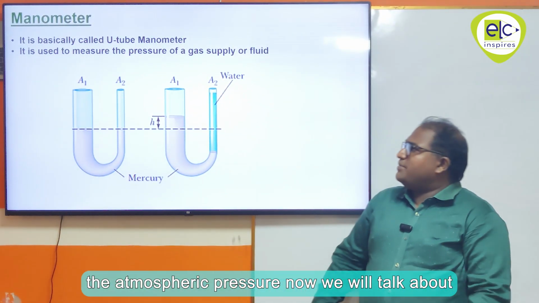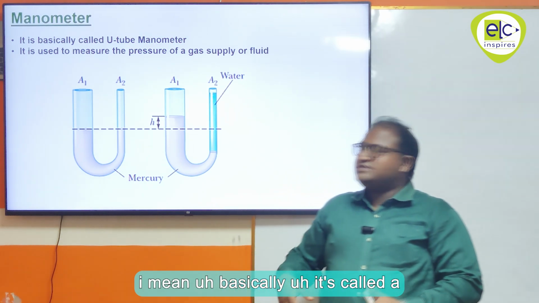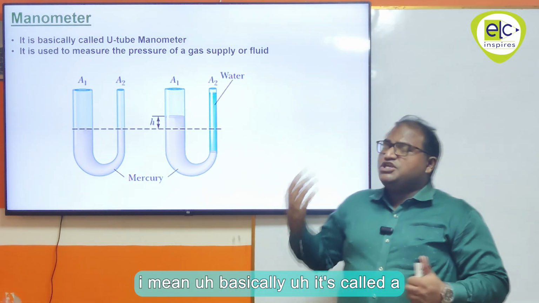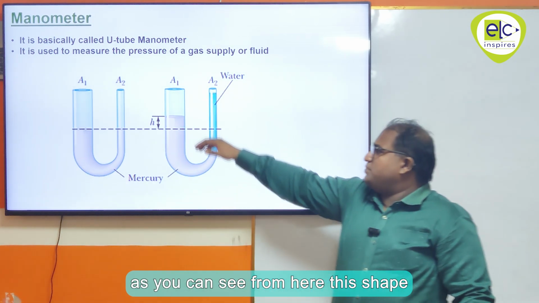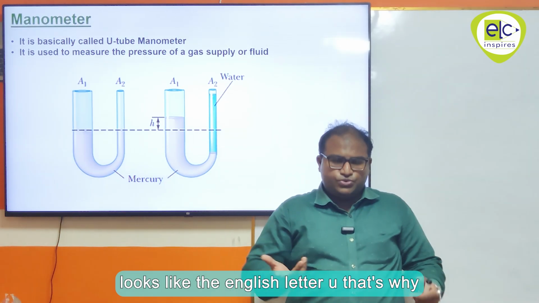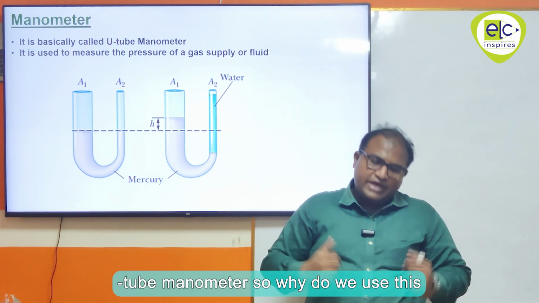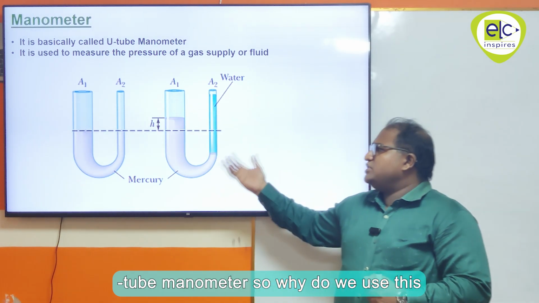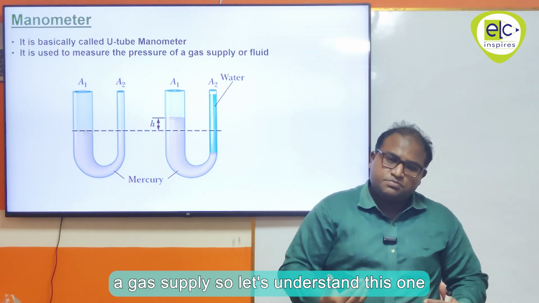Now we will talk about the manometer. So what do you understand by manometer? Basically, it's called a U-tube manometer. Why is this so? Because as you can see from here, this shape looks like the English letter U. That's why we're calling this one our U-tube manometer. So why do we use this? We use this to find the pressure of a gas supply.